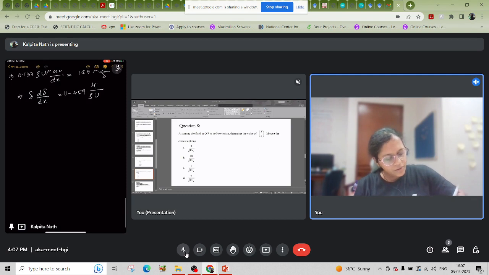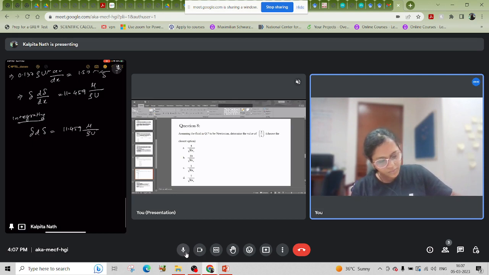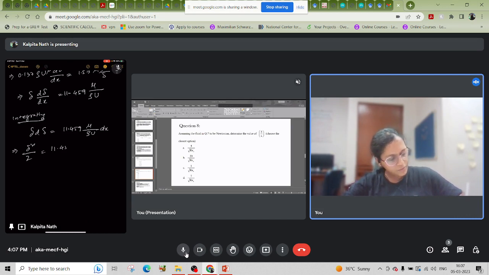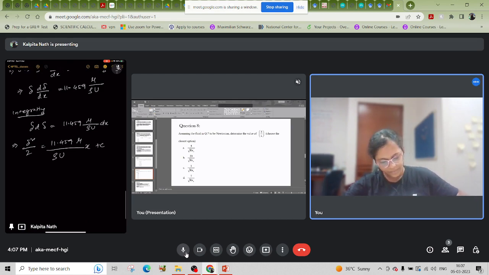Now we need to integrate. delta d delta is equal to 11.459 mu by rho u dx, or delta square by 2 is equal to 11.459 mu by rho u x plus c.